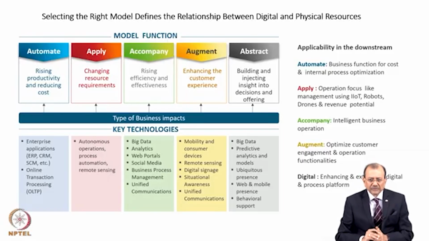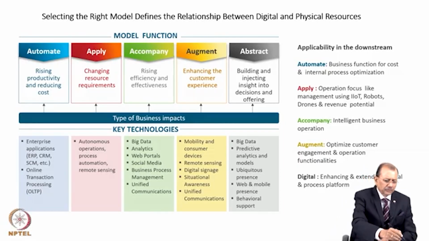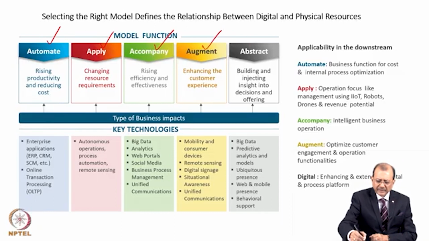Now this is the model. You can see that it has five divisions: automate, apply, accompany, augment, and abstract.